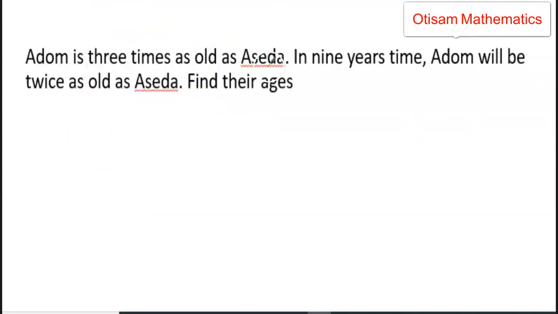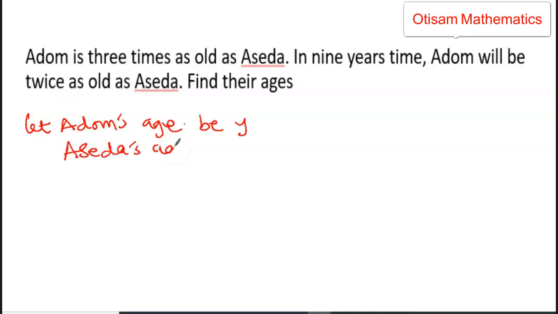Adam is 3 times as old as Asida. In 9 years' time, Adam will be twice as old as Asida. Find their ages. We don't know their ages, so we can let Asida's age be x. So which means that if Asida's age is x, then Adam will be 3 times x.